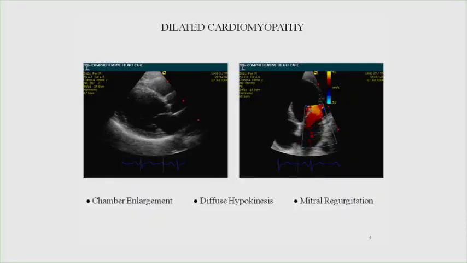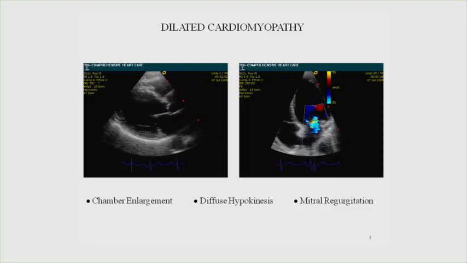This is a patient with dilated cardiomyopathy. The heart is enlarged. There is diffuse hypokinesis. None of the walls are moving normally. The mitral leaflets are not acting normally, so you have mitral or you might have tricuspid regurgitation. This is the echo of a patient with dilated cardiomyopathy. Cardiomyopathy is one cause of congestive heart failure.